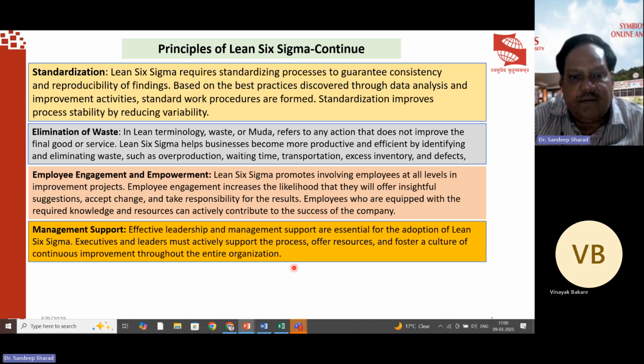Management support: effective leadership and management support are essential for the adoption of Lean Six Sigma. Executives and leaders must actively support the processes, offer resources, and foster a culture of continuous improvement throughout the entire organization.